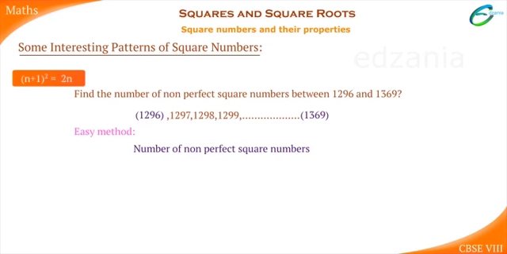By subtracting the smaller square number from the bigger square number and subtracting 1 from the result, we get the number of non-perfect squares between two consecutive square numbers. In this case, subtract 1296 from 1369 and subtract 1. We get 72. Therefore, the number of non-perfect squares between 1296 and 1369 is 72.